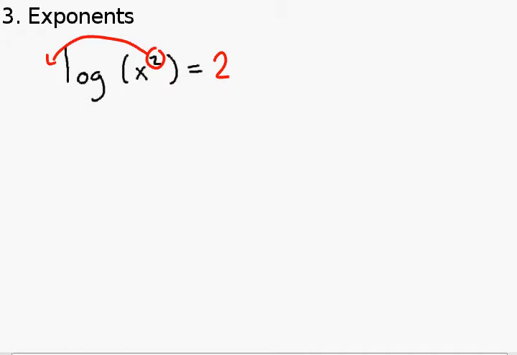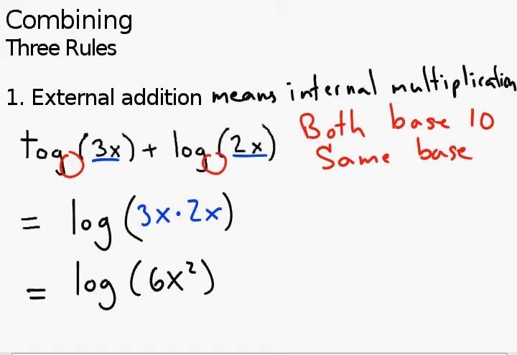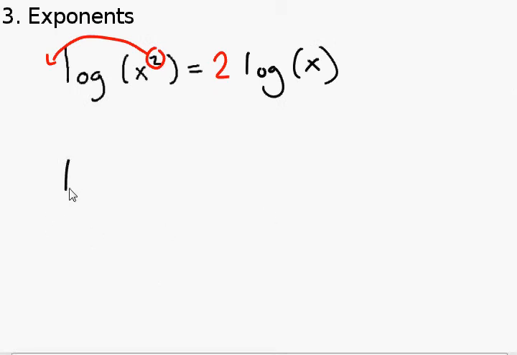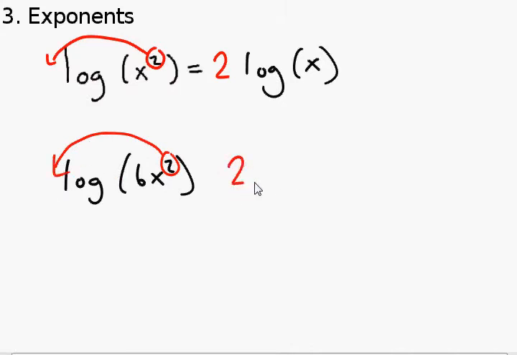So we could have 2 times the log of x. Now if we had something like, from our first example, the logarithm of 6x squared, well, we can just take that 2 and pop it outside, right? And then we get 2 times the log of 6x, right? Well, no.